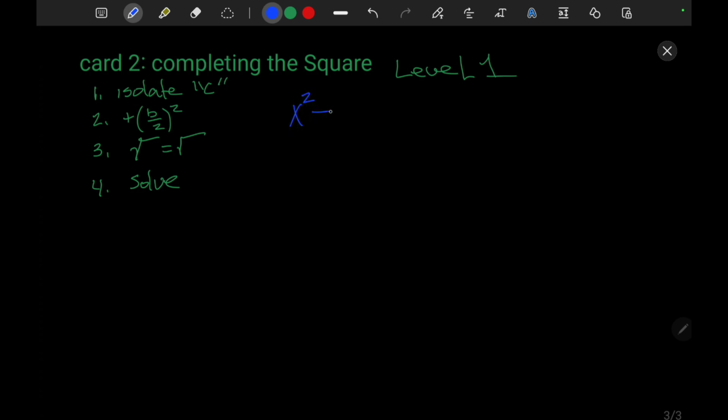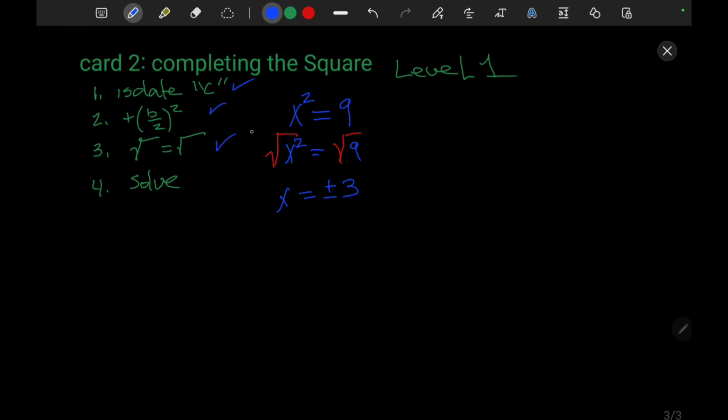x squared equals 9. C is isolated by itself. That means a constant. C is the constant 9. There is no linear term, so step 2 is done. And so now I'm at step 3. Take the square root of both sides. x equals the square root of 9, which gives me x equals plus or minus 3.